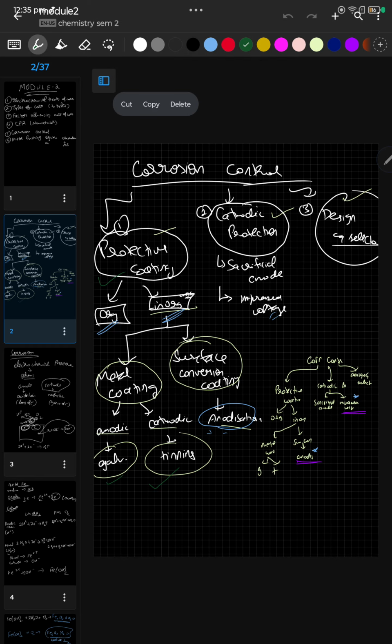In the previous video we saw corrosion control techniques. In the first one we saw protective coating, where we decided on doing with metal coating by galvanization and tinning. Then we did surface conversion coating by anodization, where the anode was positive and the cathode was negative, and the anode was made of aluminium. Now the next one is cathodic protection.